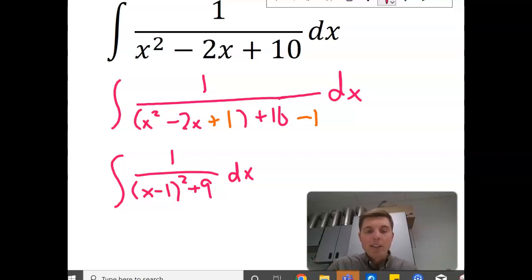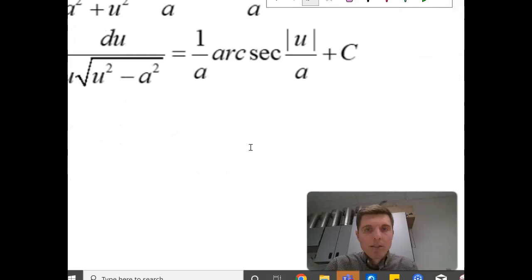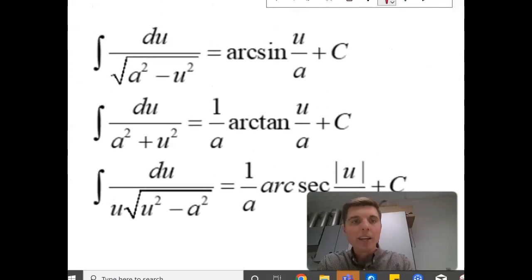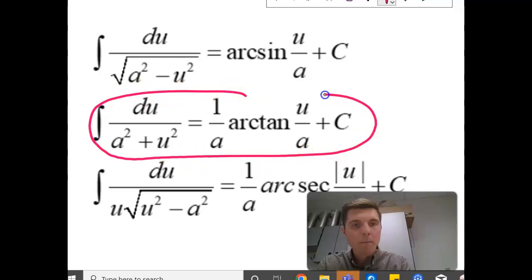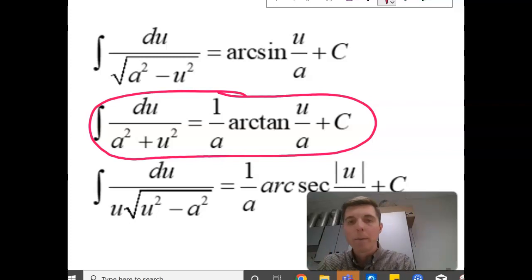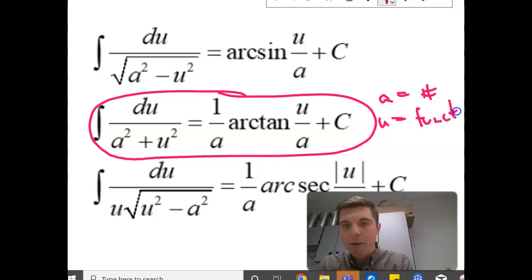So now let's look back up at our formulas. So this is actually all you have to do algebraically. Now let's look back up at our formulas. We say, oh, heck yeah, which one is this? It looks to me a lot like this one. Arctangent or inverse tangent. And so in this case, a is the constant, a is the number, and then u is the function. So u is a function, a is a number.